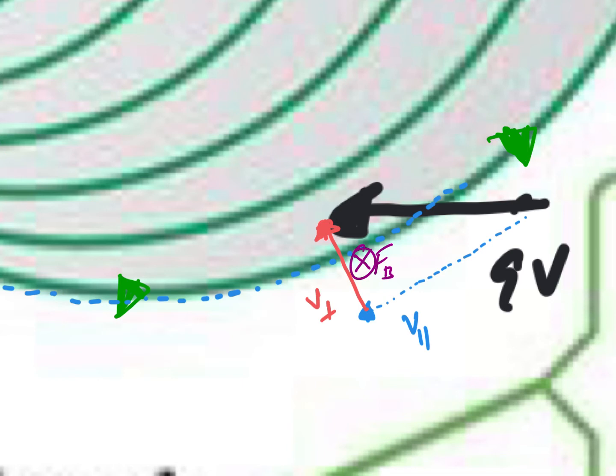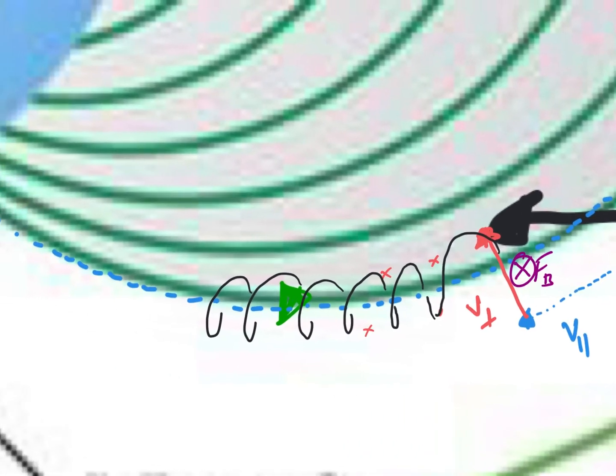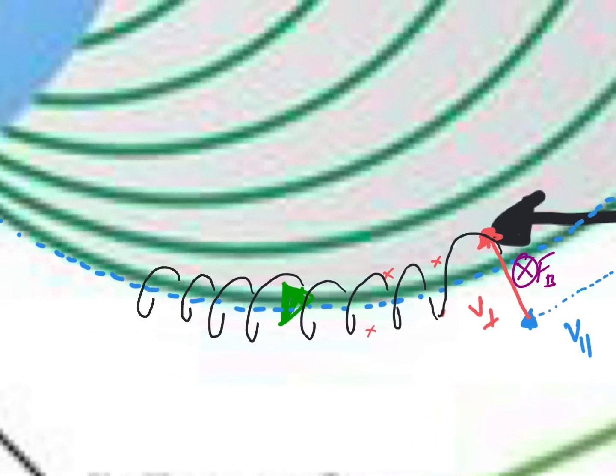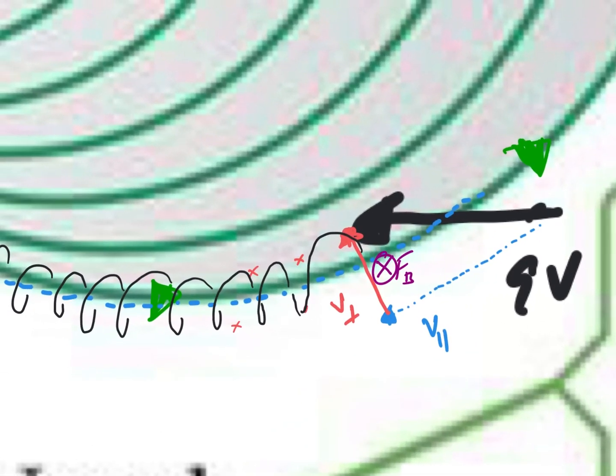This causes the particle to undergo circular motion into the board, out of the board, into the board, out of the board, as it circulates in, out. Let me see if I can get my rhythm correct on this one. There we go. So the important consideration here is that the motion parallel to the magnetic field is undeflected, and the perpendicular component gets this circular motion, which combines into helical motion.